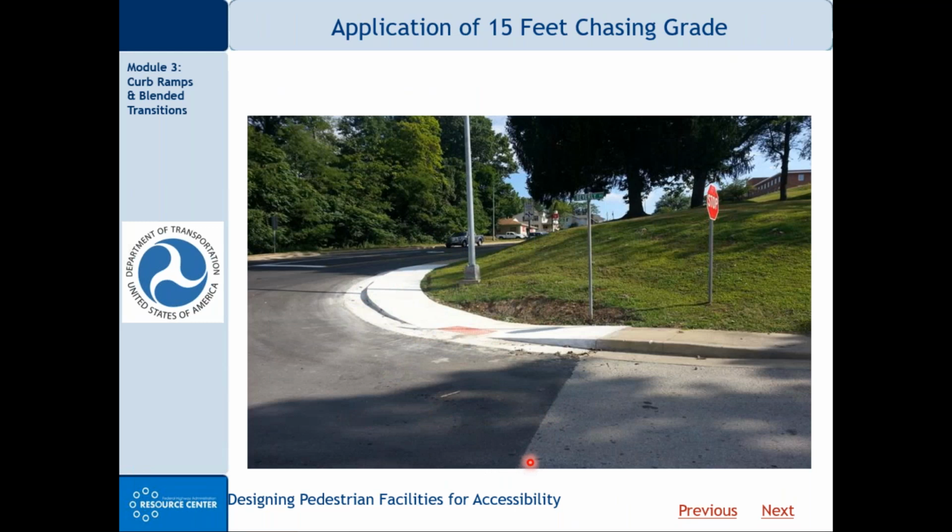One other thing to note here, if you look closely at the detectable warning surface, and maybe in the gutter here a little bit, it looks like some sediment or debris accumulating. And it seems to me that that's originating from this cut slope here.